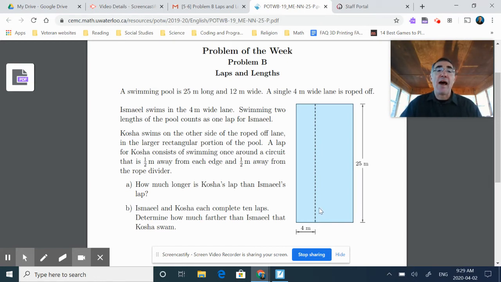And then it also says a half a meter away from each edge. So Kosha is actually going to swim a half a meter up, but then stop a half a meter from this edge, swim up here, stop a half a meter, swim along here, stop a half a meter from the rope divider, and then back down here again to complete the 1 circuit. If my 4 meters are here, it's a 12-meter wide pool, this portion here has to be 8, but I'm going to be a half a meter off of each of these. So the length that Kosha is actually swimming is the 7. And then along this edge, half a meter off, half a meter off, that brings me to 24. So Kosha is going to swim 7 meters, 24 meters, 7 meters, 24 meters to get that circuit.